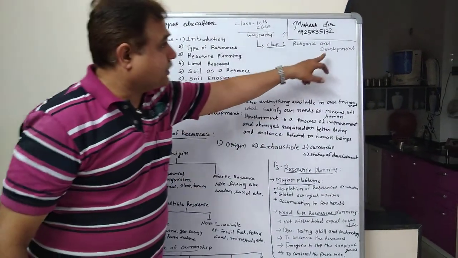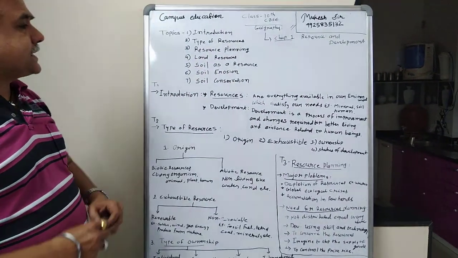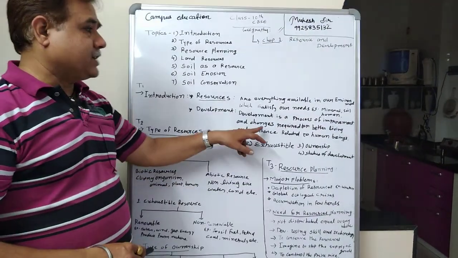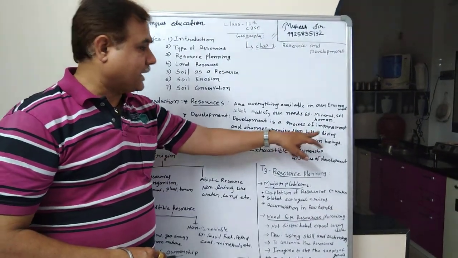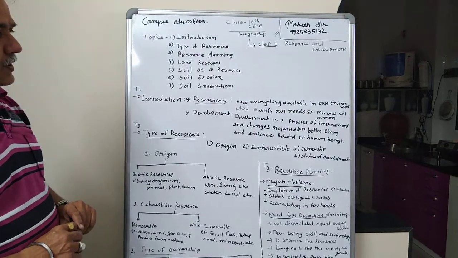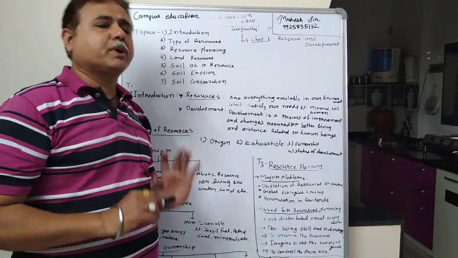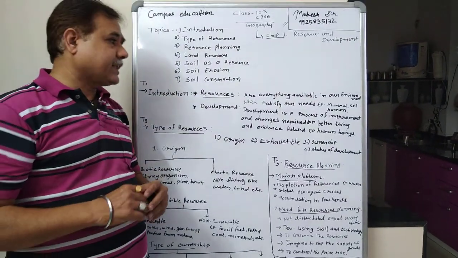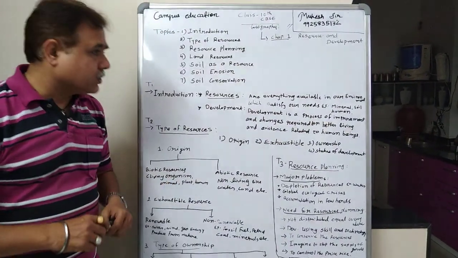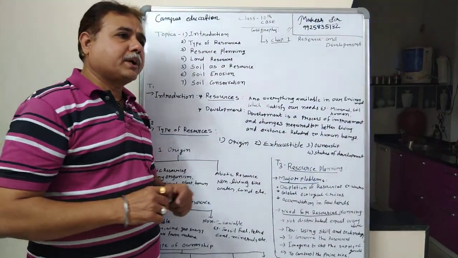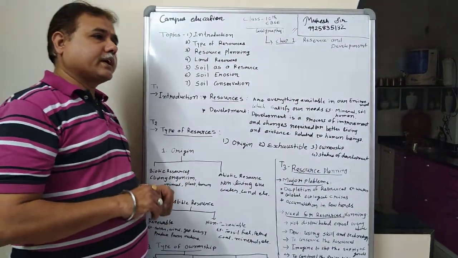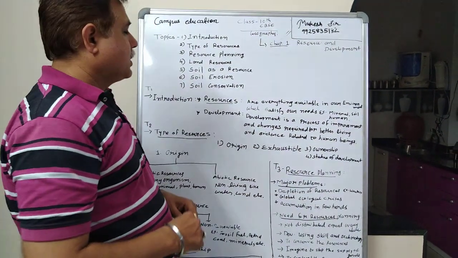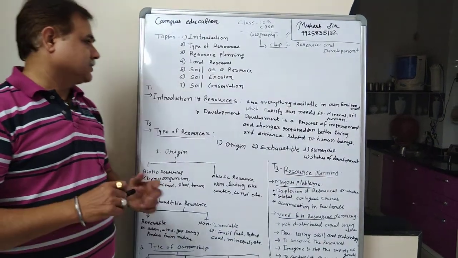Now the definition of development. What is development? Development is a process of improvement and changes required for better living and existence. It is related to human beings. You know friends, after development, you see different types of development in our country, just like high-rise buildings, airways, waterways, roadways, etc.